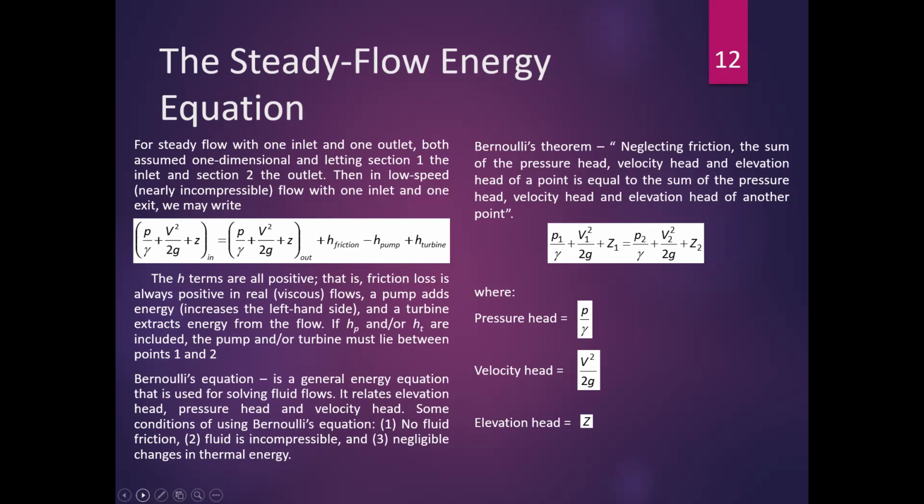Bernoulli's equation is a general energy equation that is used for solving fluid flow. It relates elevation head, pressure, and velocity head. The conditions for using Bernoulli's equation are: 1, no fluid friction; 2, fluid is incompressible; and 3, negligible changes in thermal energy. So, yan. Bernoulli's theorem, neglecting friction: the sum of pressure head, velocity head, and elevation head at a point is equal to the sum of the pressure head, velocity head, and elevation head at another point. So P sub 1 over gamma plus B sub 1 squared over 2G plus C1 is equal to P sub 2 over gamma plus B sub 2 squared over 2G plus C2. Where pressure head is P over gamma, velocity head is B squared over 2G, and elevation head is equal to C. Yan ang Bernoulli's equation.